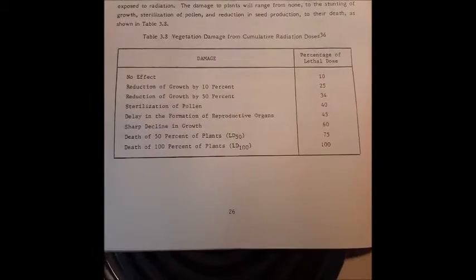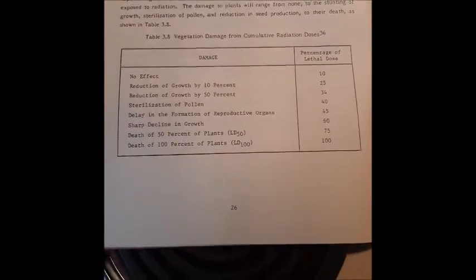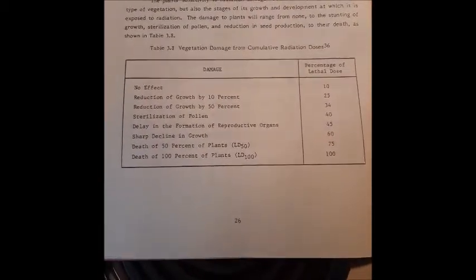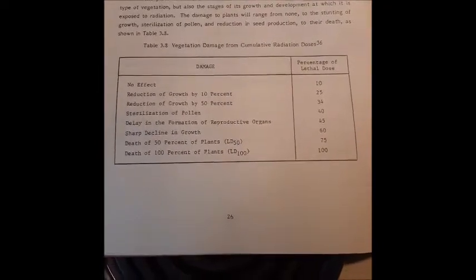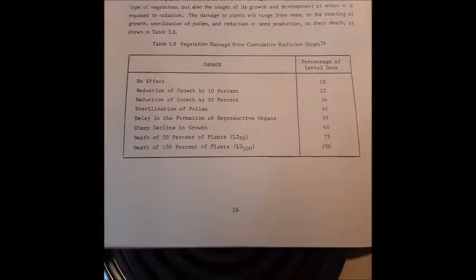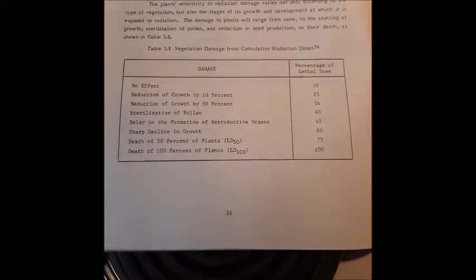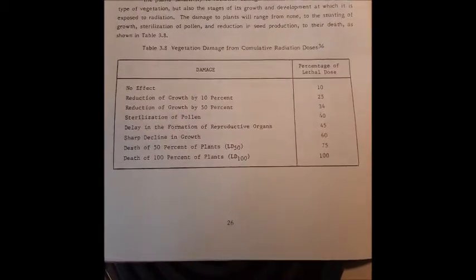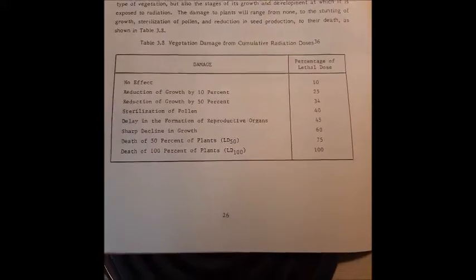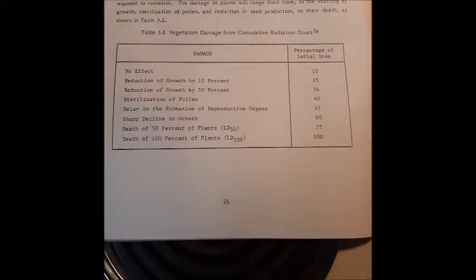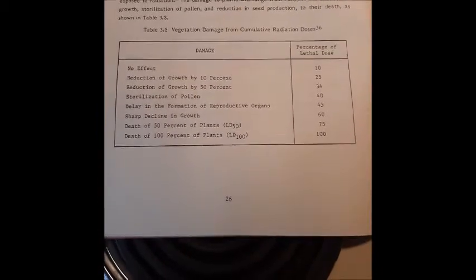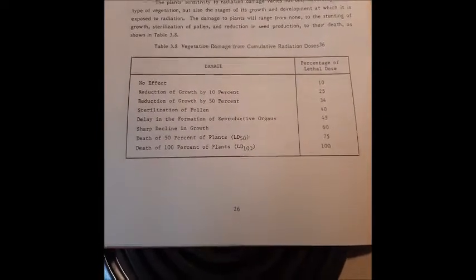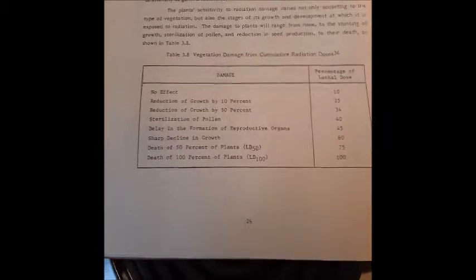Down at the bottom, sharp decline in growth. So if you have 60% of a lethal dose, it will do sharp declines in growth. And then it shows you 50% plant death and 100%. Now, I did experiments for kids in junior and senior high where we got seeds that had been dosed by radiation, and they grew those seeds to see what the stunting effects, death effects were of those. So this is similar to a high school exercise, but this gives you definite information you can use.